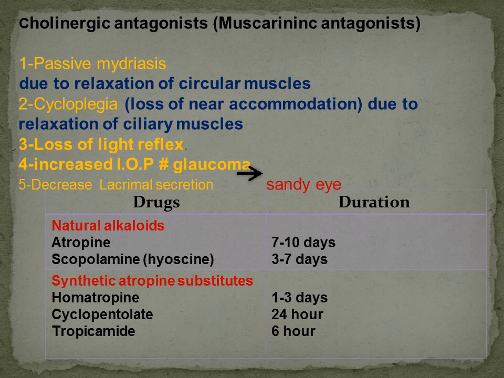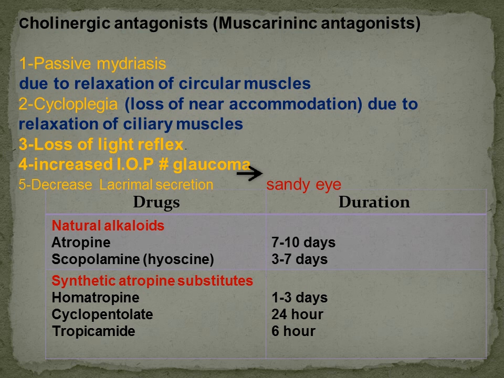Cholinergic antagonists. In the previous slides we demonstrated cholinergic agonists. In this slide we demonstrate cholinergic antagonists, exactly muscarinic antagonists. Number 1, passive mydriasis, due to relaxation of circular muscles, as we mentioned in the previous labs in the atropine lab. Passive mydriasis occurs with cholinergic antagonists due to relaxation of circular muscle. Number 2, cycloplegia, loss of near accommodation due to relaxation of ciliary muscles.